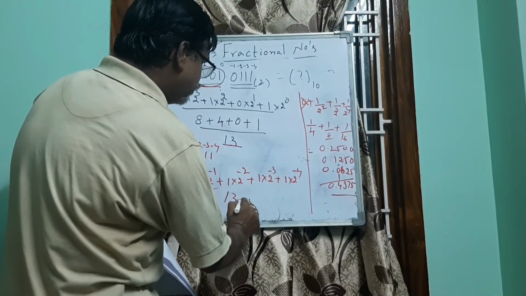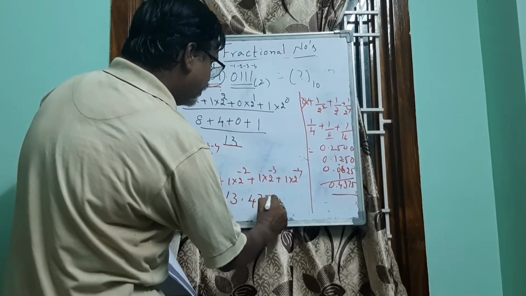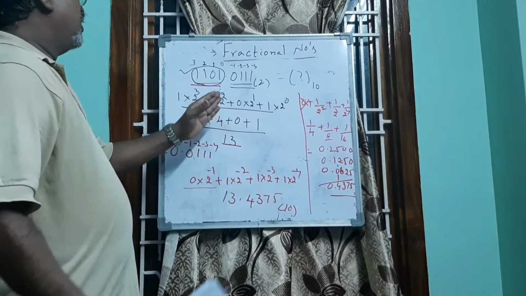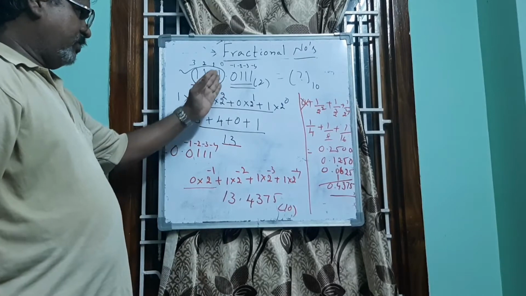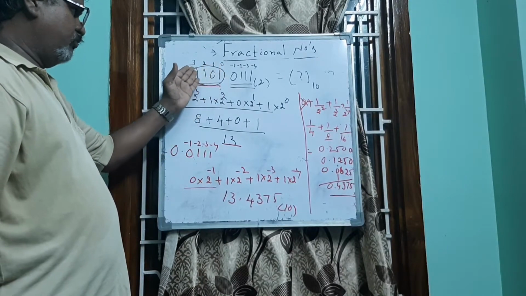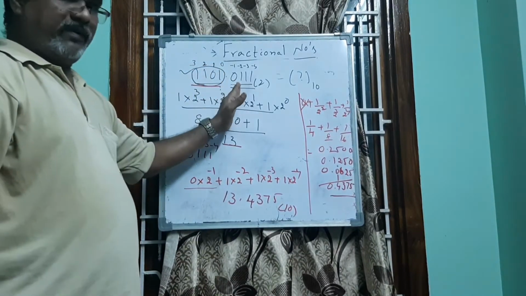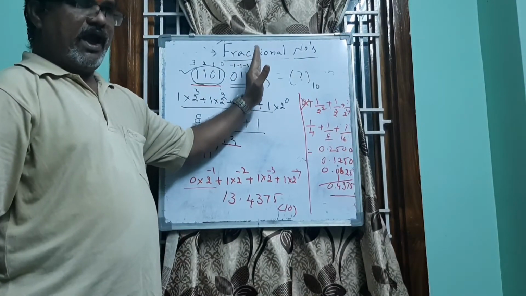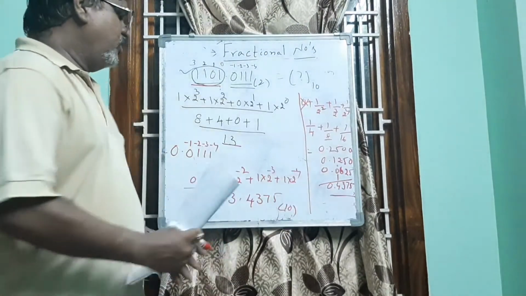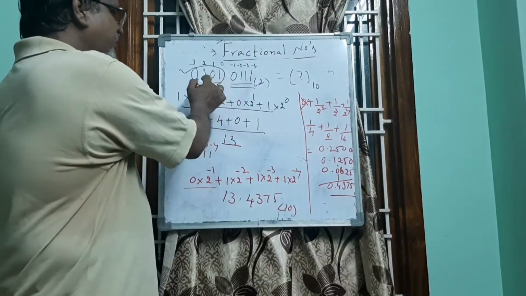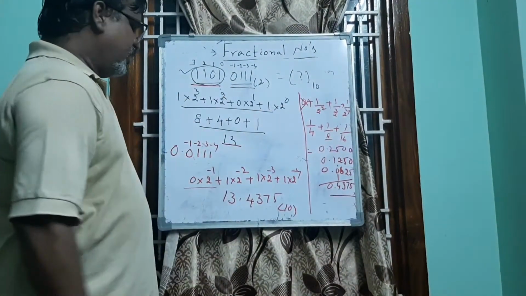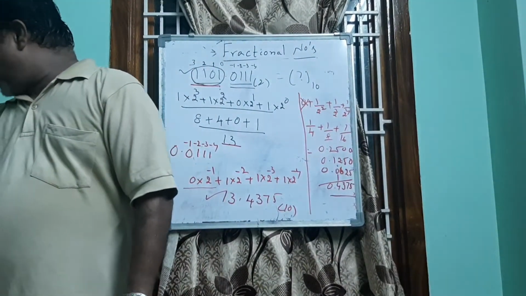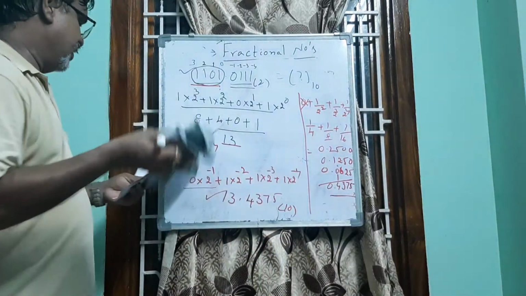Put together, it is 13.4375 base 10. Remember, for the integer part the position values start from 0, 1, 2, 3, and for the fractional part the position values are -1, -2, -3 and -4. So this is the calculation for converting a fractional number to the equal decimal value. This is the final result. Now we take one more example and get it clarified.